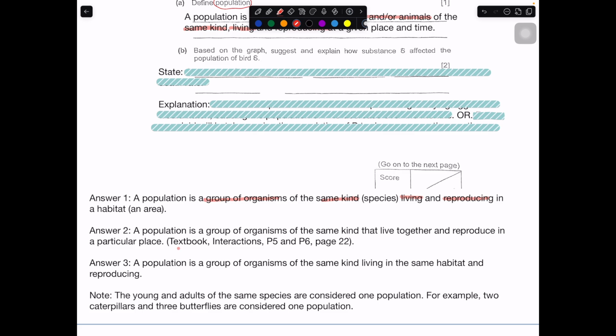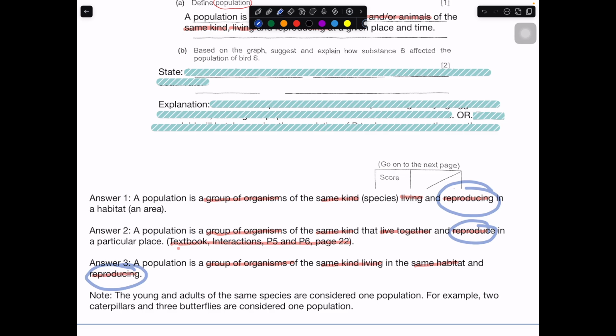The textbook answer can be found in the textbook Interaction P5 to P6, page 22. A population is a group of organisms of the same kind that live together in a particular place. Or you can consider it a group of organisms of the same kind living in the same habitat and reproducing. So the key ideas will always be a group, same kind, living and reproducing. Most of the time people will forget about reproducing. That is the part that most students forget. And you have to take note, the young and the adult of the same species are considered as one population.